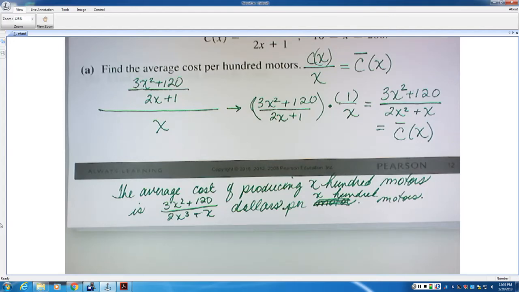Because that average cost is going to change. Sometimes it's going to increase. Sometimes it's going to flatten out. Sometimes it's going to decrease. It will change over time, depending on how many motors you're making. You understand how to find the average cost? Ms. Flynn, there at the bottom, is that 3x squared plus 120? Yeah, same thing as this. I'm just putting it into a sentence so that you realize that this is actually dollars per X hundred motors.